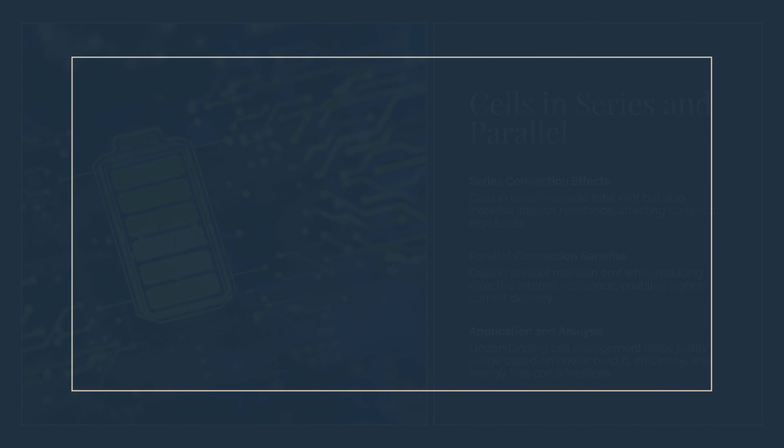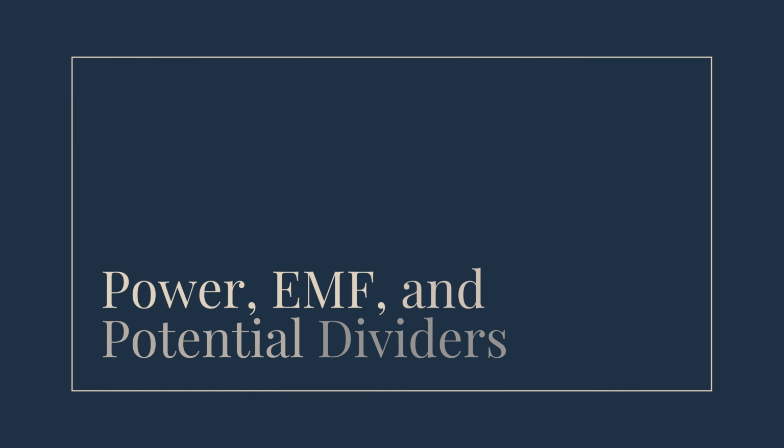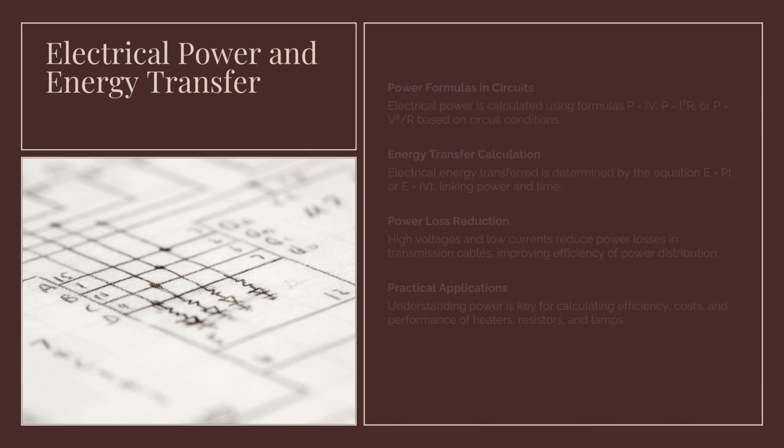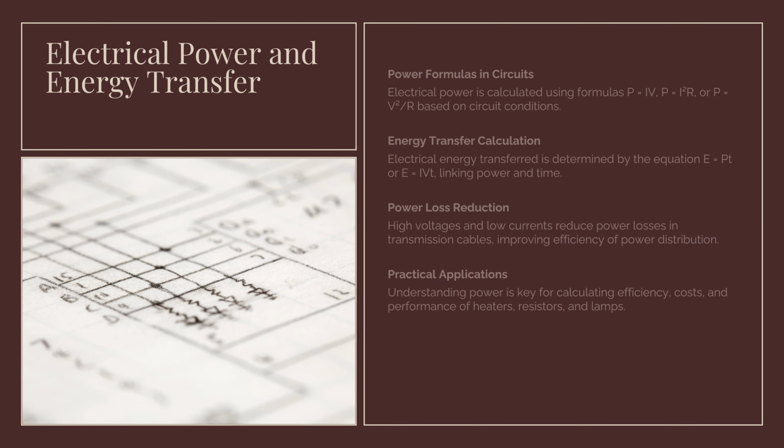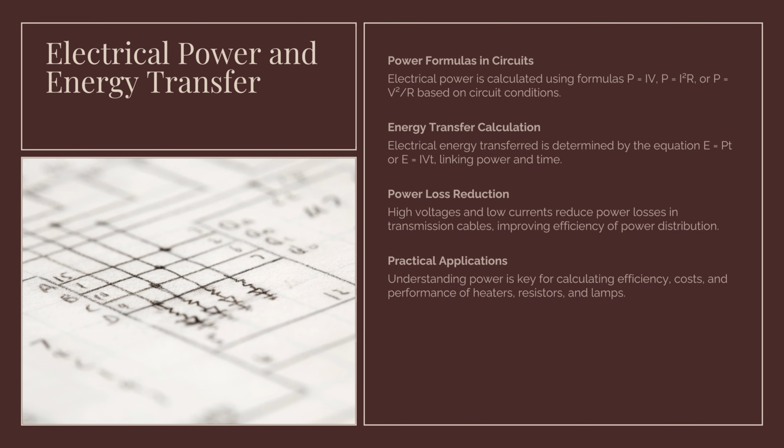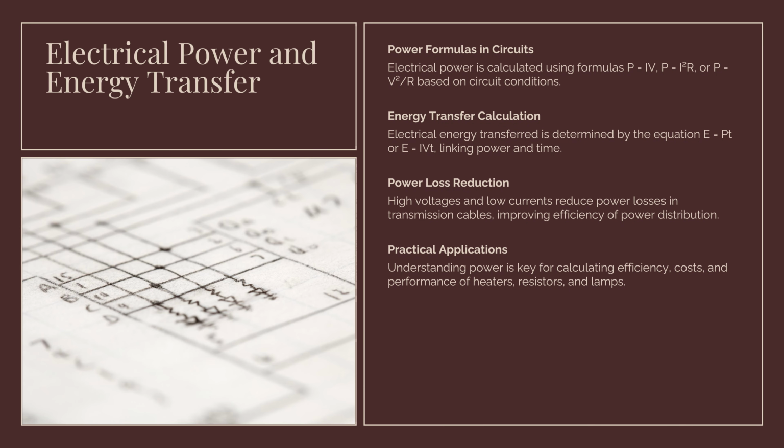Electrical power and energy transfer, EMF, internal resistance and terminal PD, potential dividers and sensor applications. Electrical power is the rate at which energy is transferred in a circuit and is given by P equals IV. By combining this with Ohm's law, alternative forms P equals I squared R and P equals V squared over R can be derived. Electrical energy transferred is calculated using E equals Pt or E equals IVt, linking power to time.